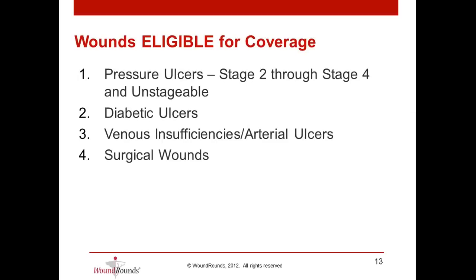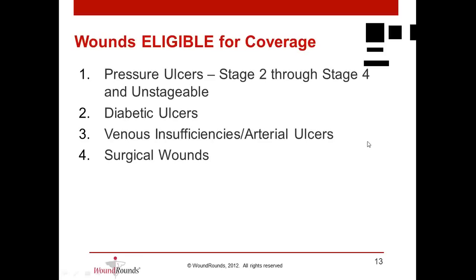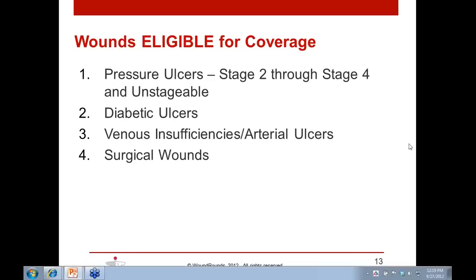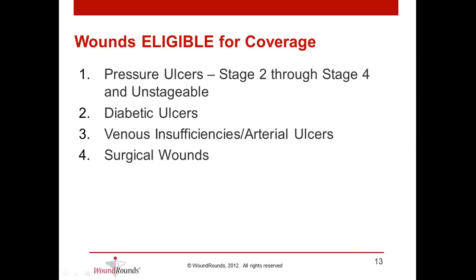So which wounds are covered? You've got your pressure ulcers, your stage 2 through stage 4, and unstageable, diabetic ulcers, your venous insufficiencies and arterial ulcers, your surgical wounds. My big rule of thumb here that I like to tell nurses is that as long as it is an open wound, it's been debrided, has measurements, and has been documented as being medically necessary for that specific treatment, the products are reimbursable.